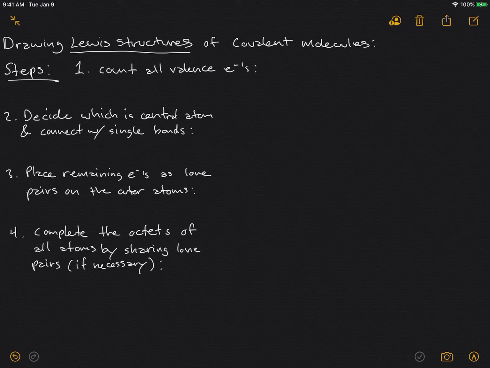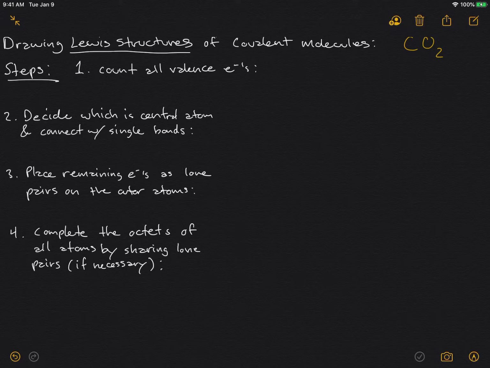Now we'll learn how to draw the Lewis structures of covalent molecules. And I've outlined a few steps to help you along in the process. When you're first starting, these are helpful. And the best way to do this is to look at an example. A good example that I like to use is the carbon dioxide molecule, CO2.